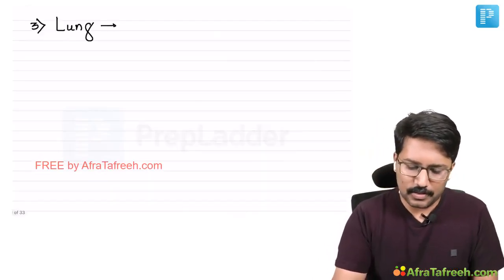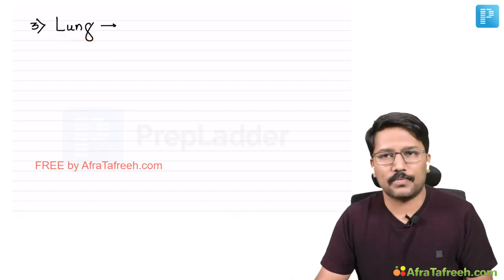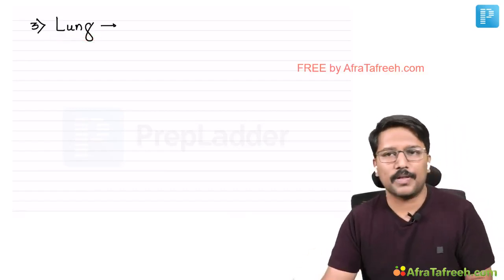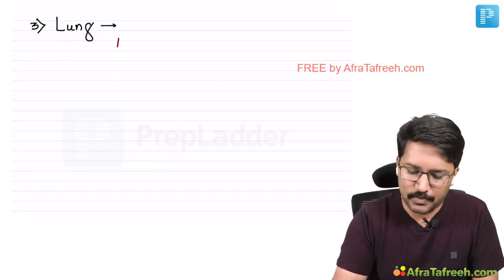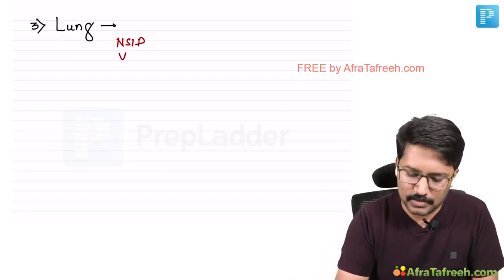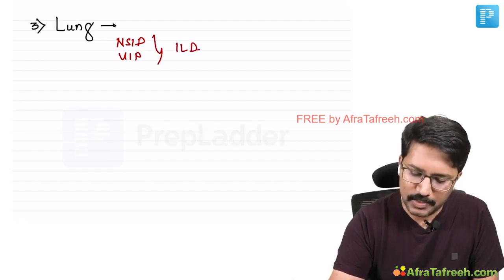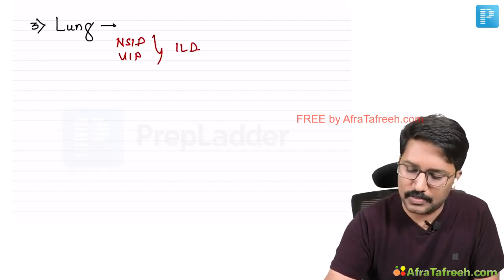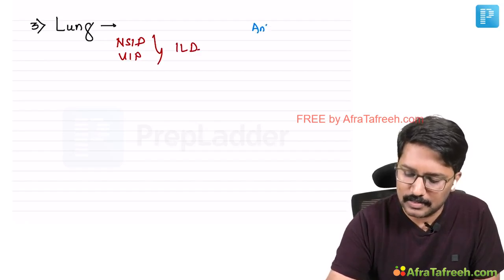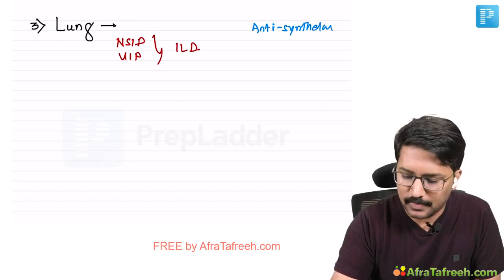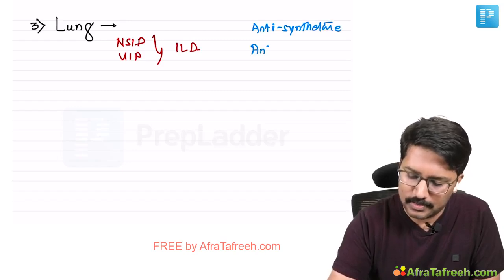Now let us talk about the lung manifestations. What are the lung manifestations? You might see both the UIP as well as NSIP kind of interstitial lung disease. And lung manifestations classically correlate with presence of two antibodies. One is anti-synthetase antibody, and the second one is, as we have already discussed, anti-MDA5 antibodies.